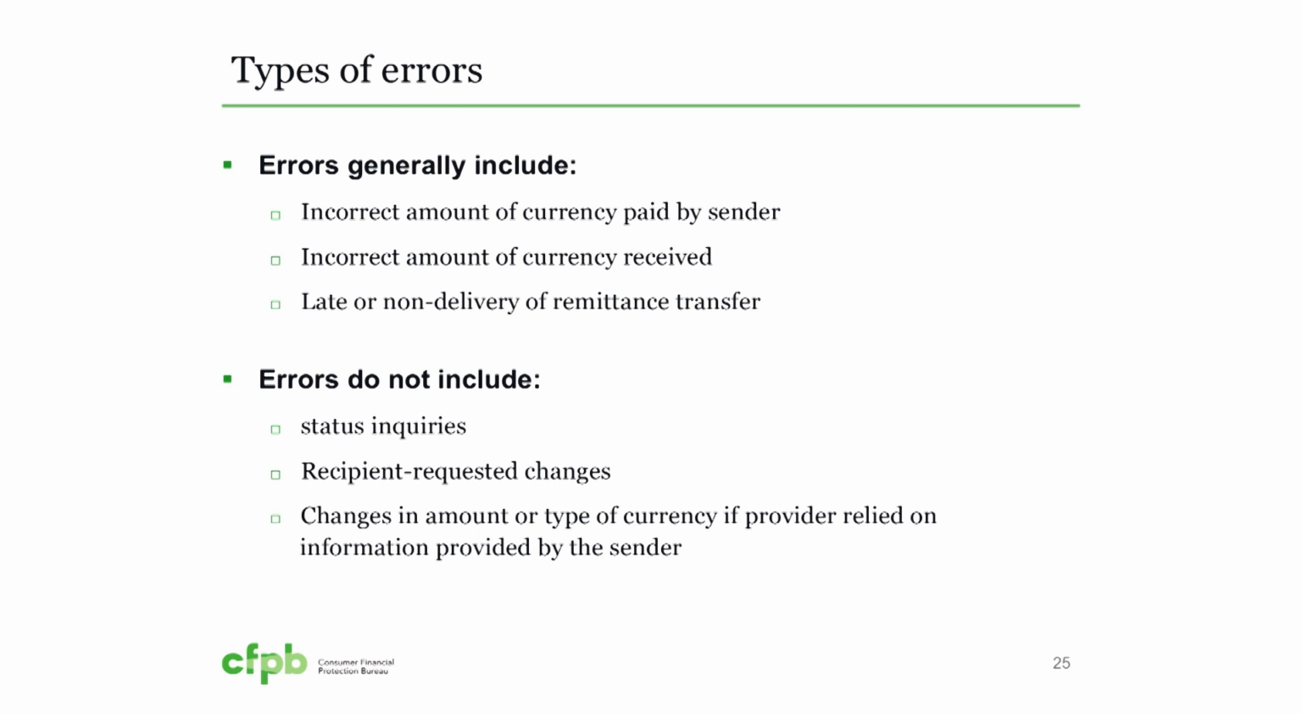With respect to the incorrect amount of currency received or the late or non-delivery of a remittance transfer, there is an exception in the rule if the failure resulted from extraordinary circumstances outside the provider's control that could not have been reasonably anticipated. The commentary explains that extraordinary circumstances includes war or civil unrest, natural disaster, garnishment or attachment of some of the funds after the transfer is sent, and government actions or restrictions that could not have been reasonably anticipated by the provider, such as the imposition of foreign currency controls or foreign taxes unknown at the time the receipt or combined disclosure is provided.